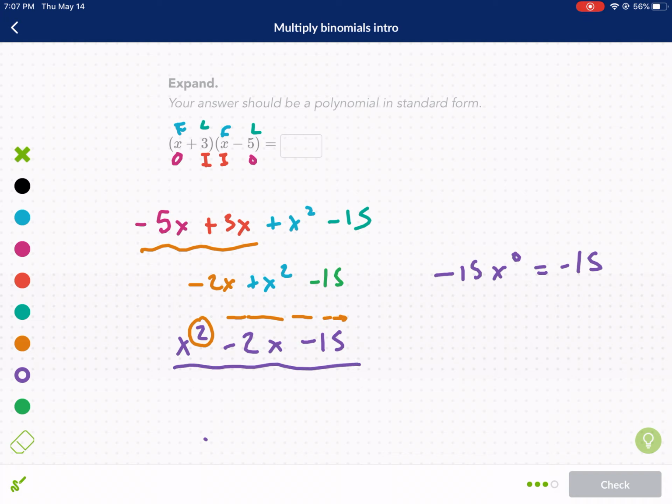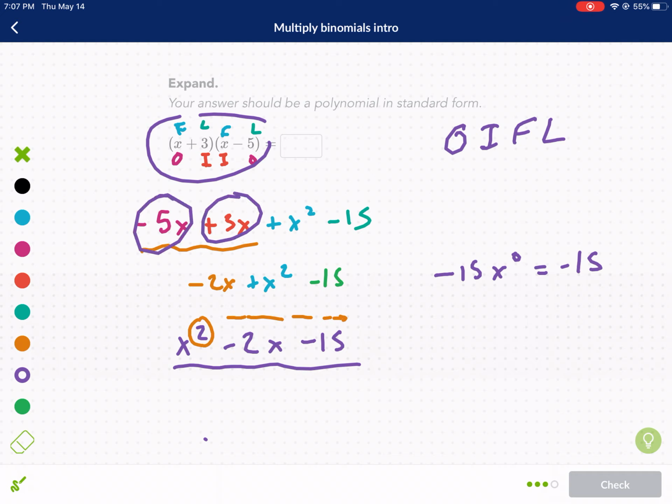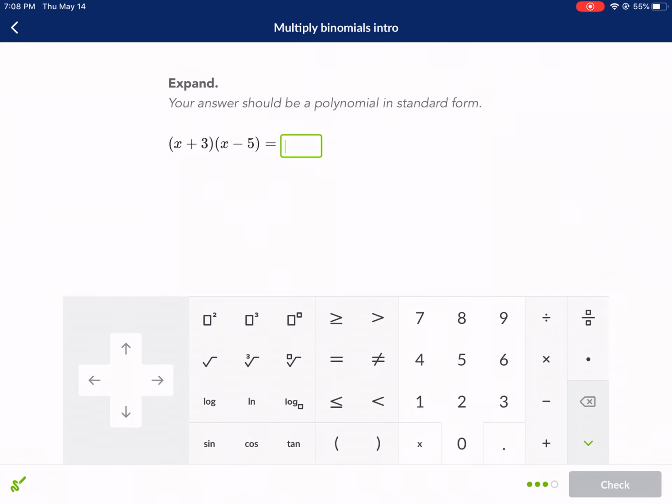Okay, notice how we still did the same thing, but we did outside, inside, first, last, so you could call that OIFL. Whatever it is, you can do whatever order you want as long as you're getting all these combinations correctly and doing the proper multiplication, keeping in mind the negative. So we're going to write x squared minus 2x minus 15.